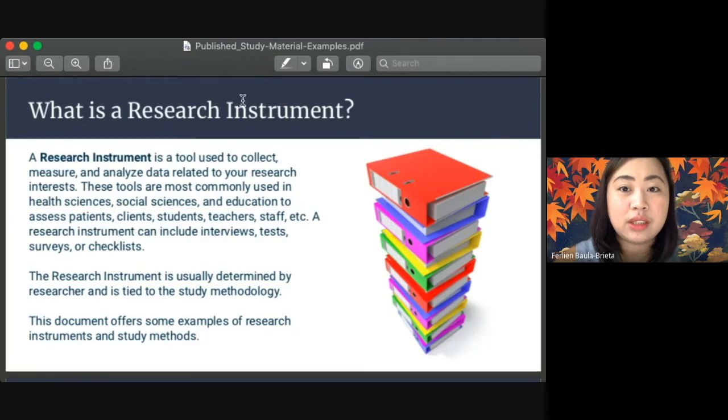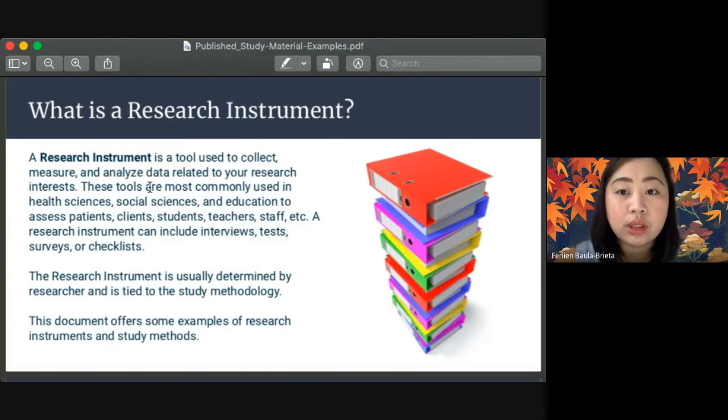Research instrument. So let us define first what is a research instrument. According here in our slide, a research instrument is a tool that you are going to use to carry out your research. It will be applied during the data gathering process. So it is used to collect, measure, and analyze data related to your research topic.